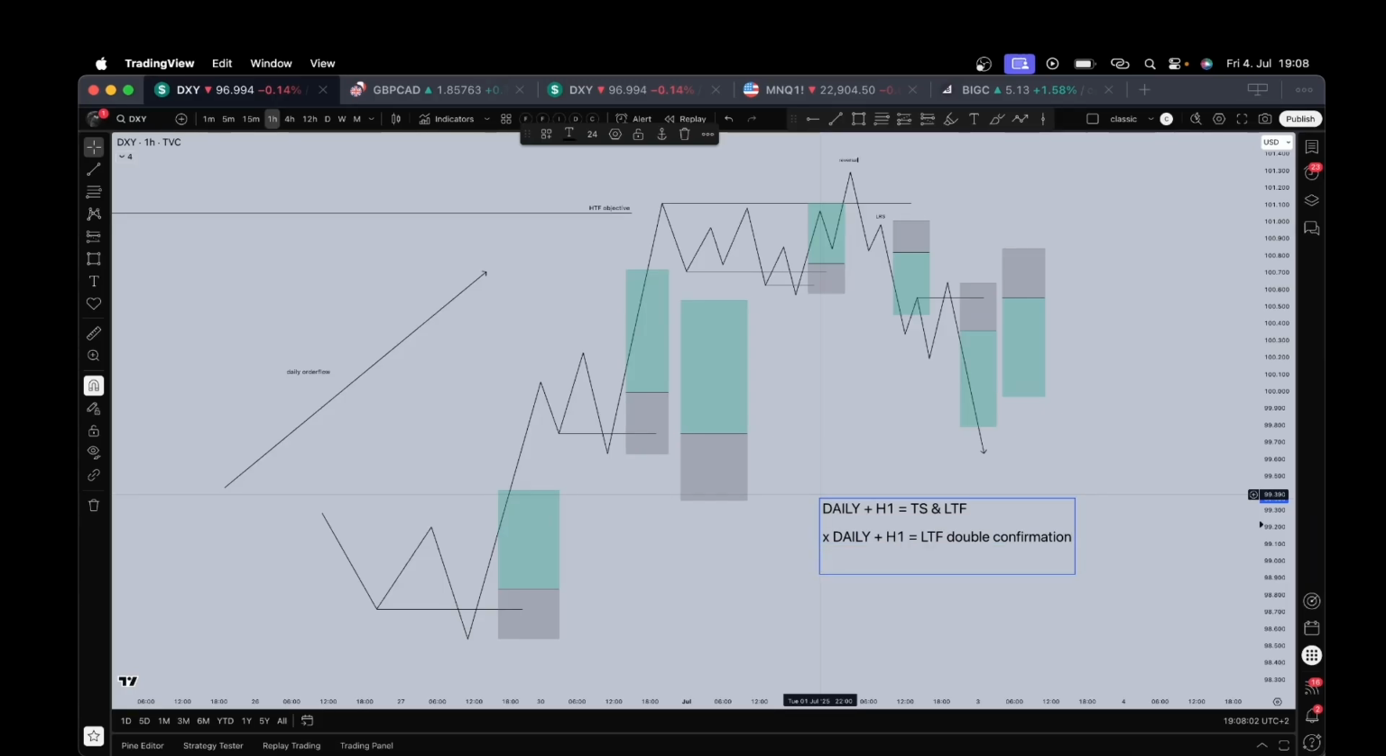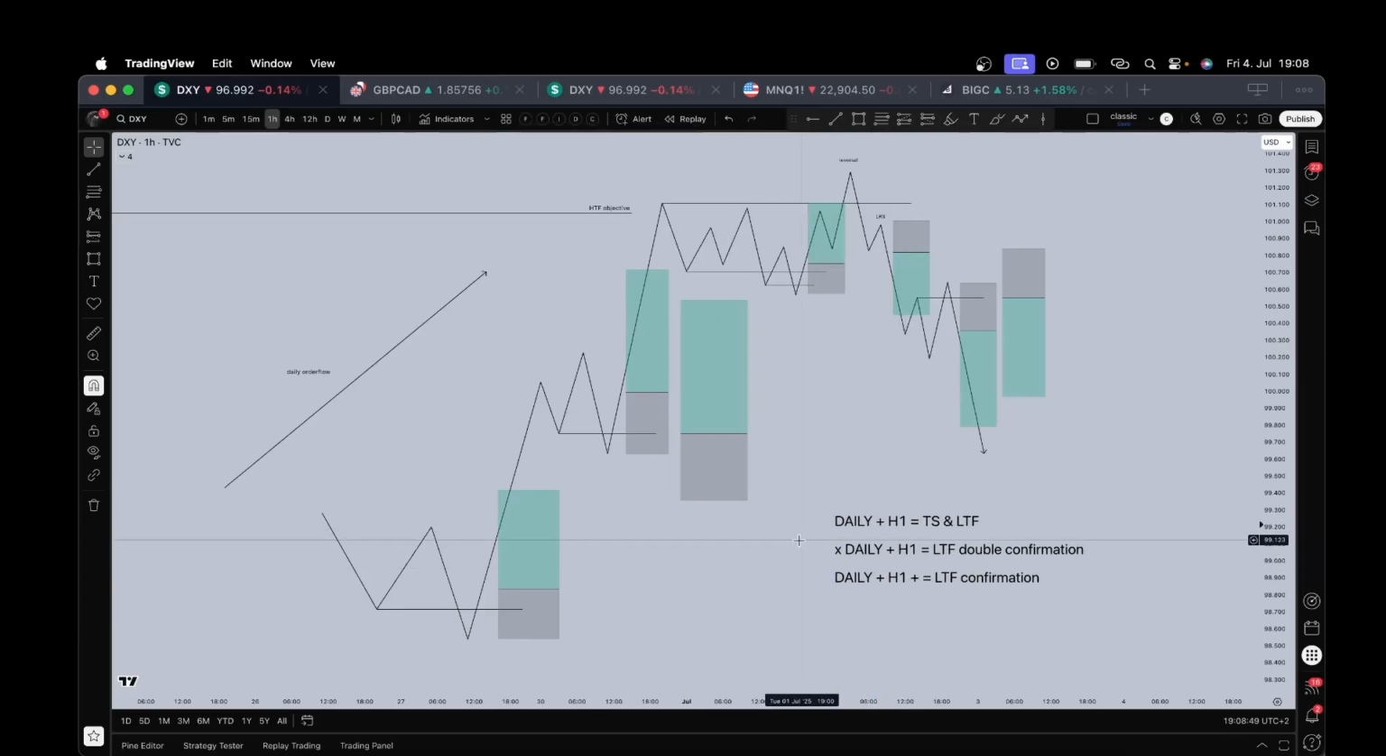Then the third scenario is, for example, if the daily is against me, but the hourly is on my side, right? Daily against me, and the hourly is on my side. And in this case, I only use a lower time frame confirmation. No turtle soups, but also I don't need a double confirmation, but at least one lower time frame confirmation. So now, if we keep that in mind, and now go over to that schematic here.